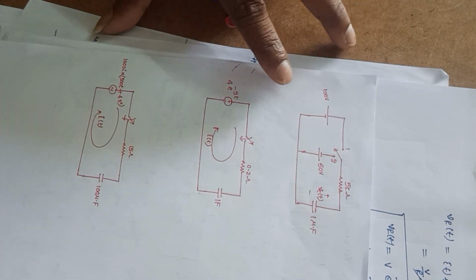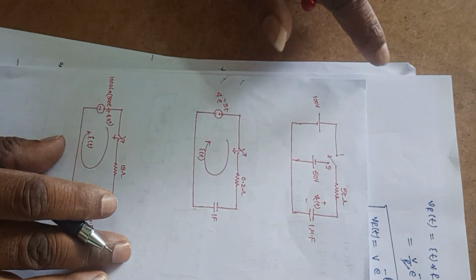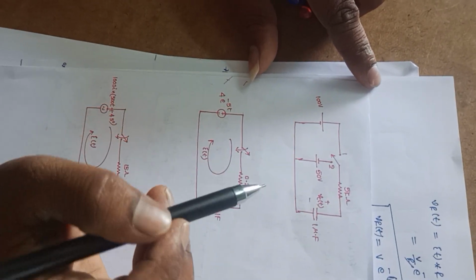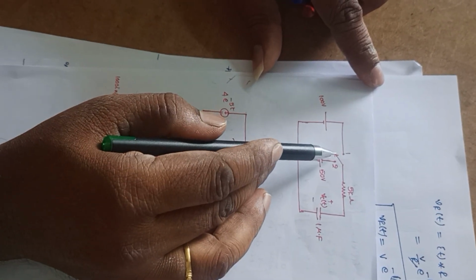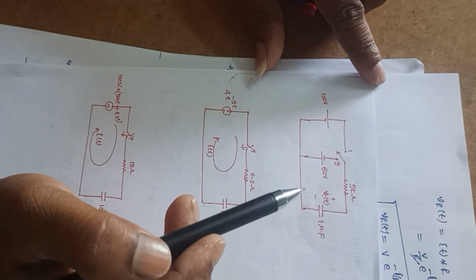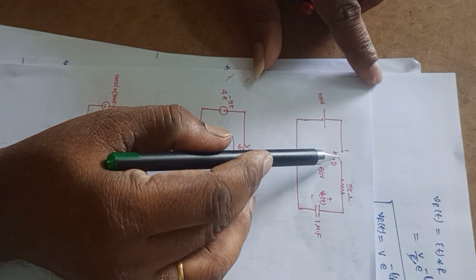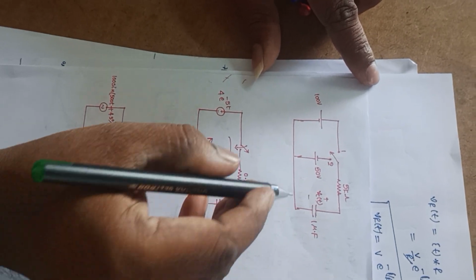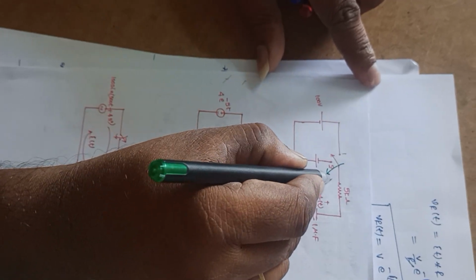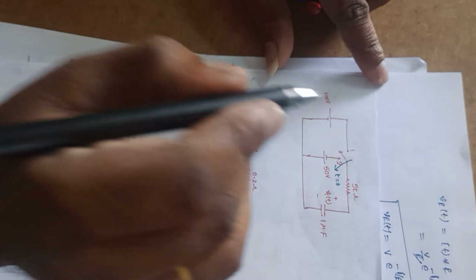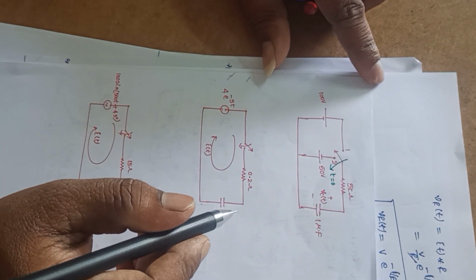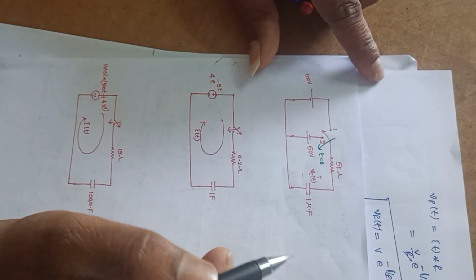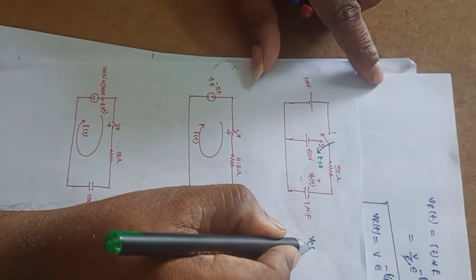So first problem is this one. So this is the circuit. In this circuit, initially the switch is at position 1, and the switch is moved from position 1 to position 2 at t is equal to 0. So we need to find the expression for Vc of t for t greater than 0.